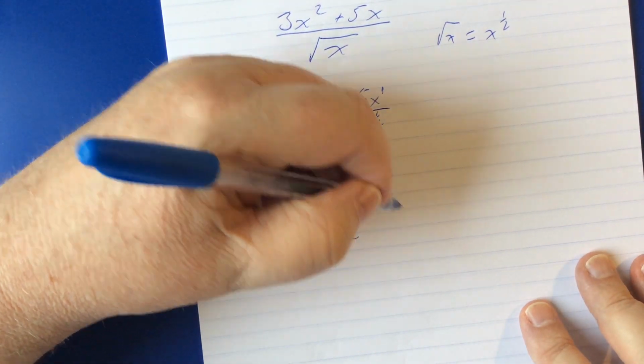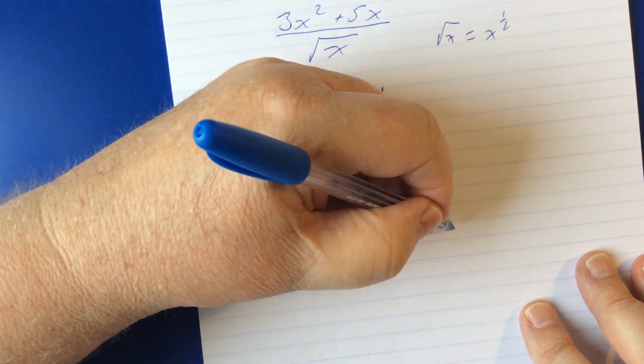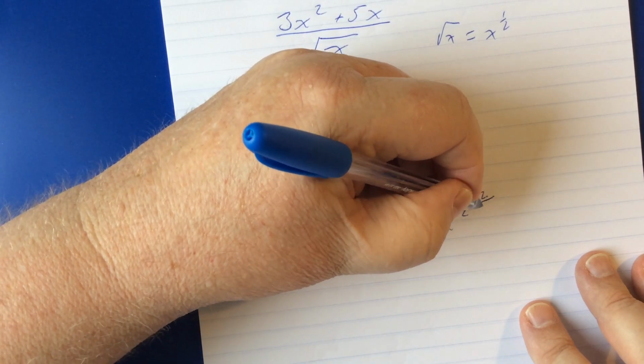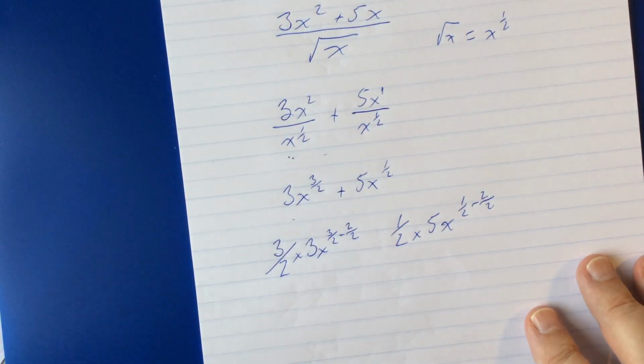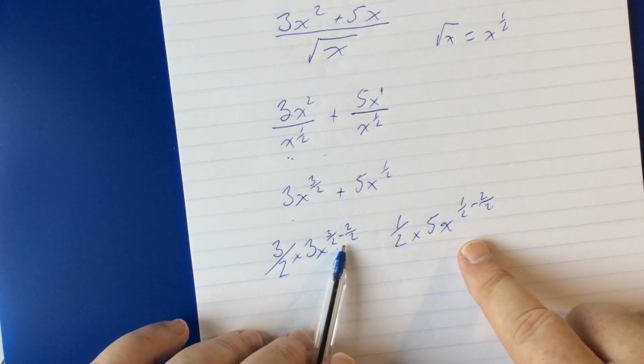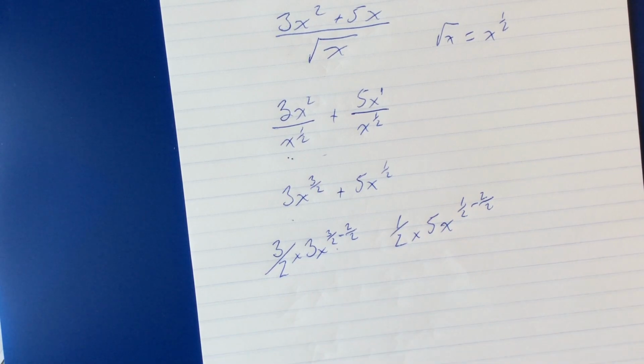And I'm going to do the same thing over here. So we're going to have a half times 5 x to the half minus 2 over 2. It's a really, really simple thing to do. And it probably doesn't matter where you've got fractions like this, but where you've got some genuinely unpleasant fractions to deal with, it really makes life easier.